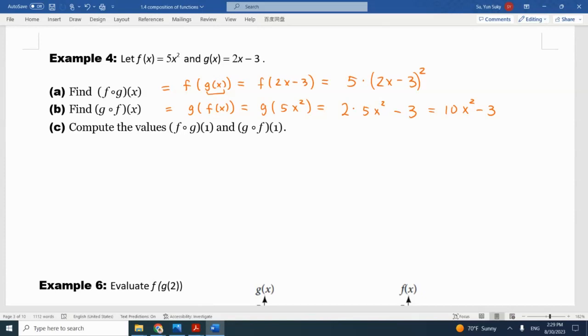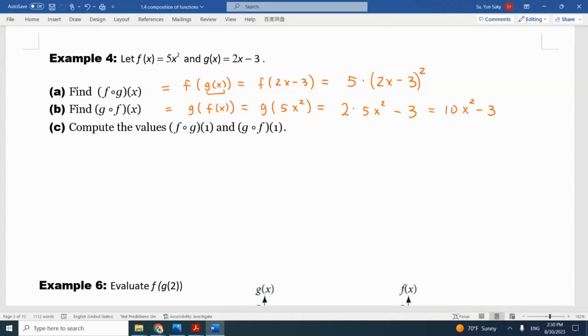Okay, C. Compute the values of F composite G of 1 and G composite F of 1. Notice that, are they the same? This one and this one, the two functions, are they the same? No. So the composite function, the order really matters. F composite G and G composite F are not the same. It's not like multiplication.